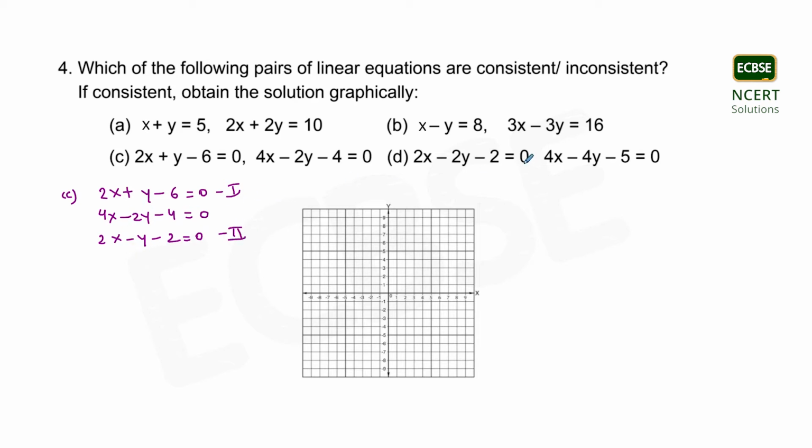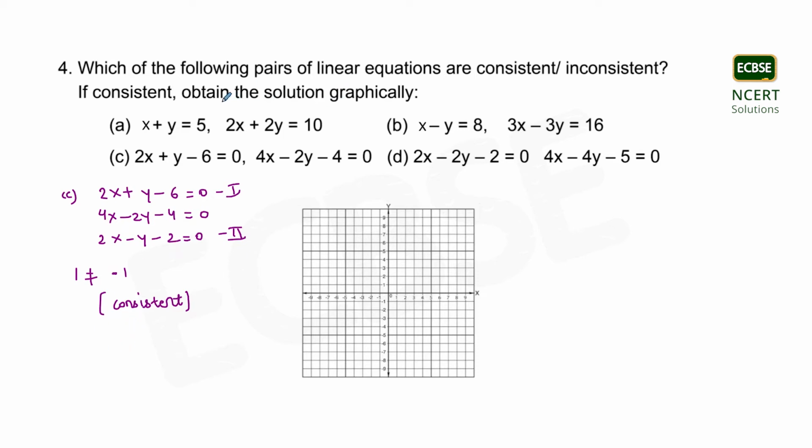And now the next step is to find the ratios. So 2 by 2 comes out to be 1, 1 by minus 1 comes out to be minus 1, and as a1 by a2 is not equal to b1 by b2, this is the condition for the linear equations to be consistent. That is, the lines which represent these linear equations will be intersecting lines, as we have proved in the previous question.